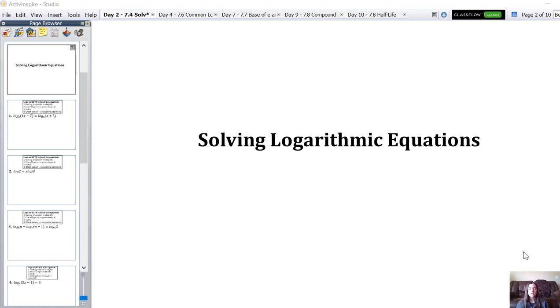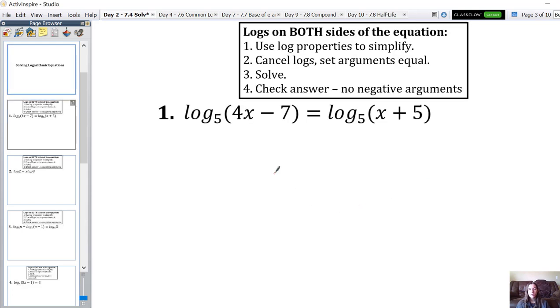Now we're going to practice solving logarithmic equations. There are two different situations in these equations. One where we have the same log on both sides, and one where we only have a log on one side. First, we're going to focus on if we have logs on both sides.